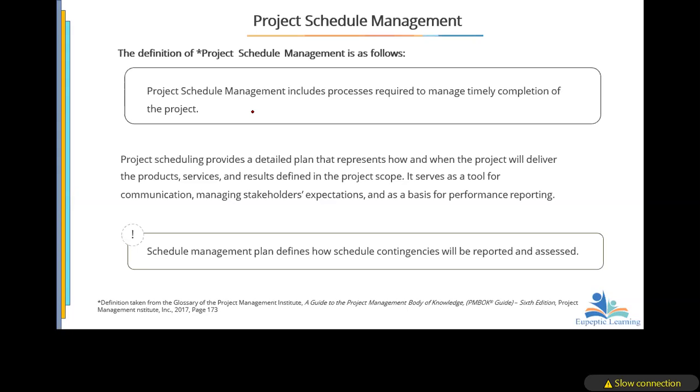So there's a relationship between the scope management, schedule management, and then the cost management. It is believed that any changes to any of them tend to affect the others. That is why it is usually called the iron triangle. So we see it defines how schedule contingencies will be reported, because depending on the situation, things are not the way you planned. So we have to look at how we're going to handle those contingencies.